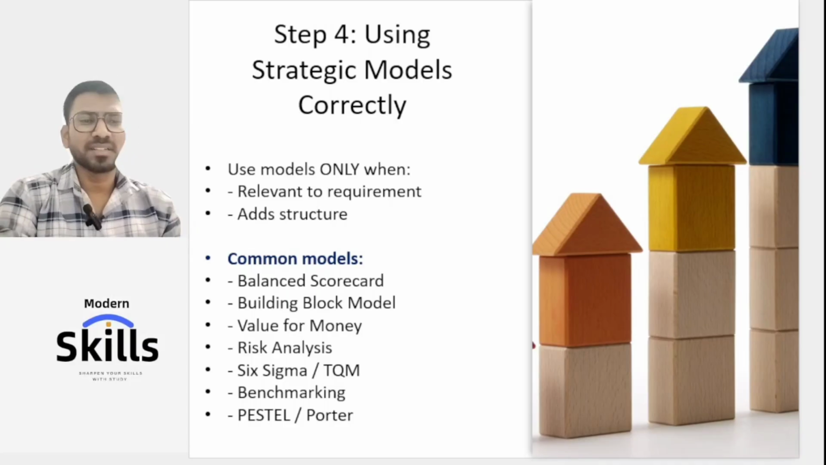The APM examiner hates irrelevant theory. Only use a model when the requirements specifically mention it, or it naturally fits the problem and helps structure your answer. These are the useful models that you can write in your APM case study questions, like balanced scorecard, building block model, value for money, 4 V's of operations, benchmarking, Six Sigma, TQM, risk analysis, or PESTEL or Porter's for strategy.